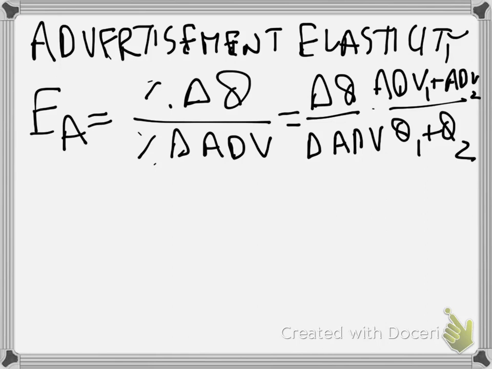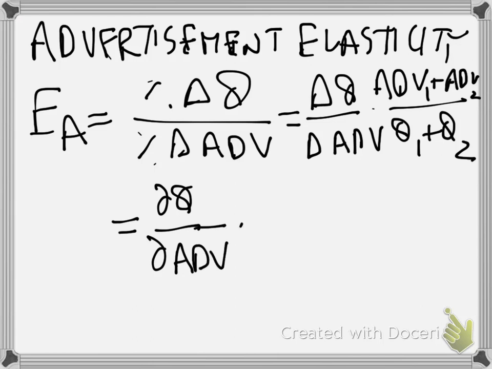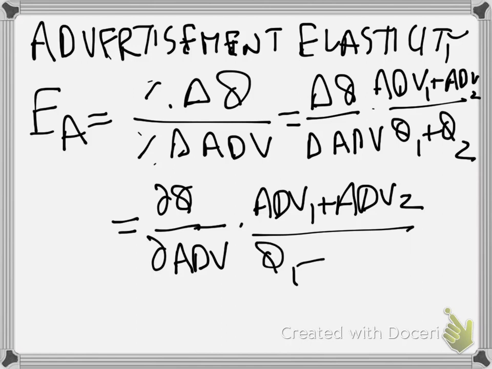Okay, so this is something new, and this is obviously exciting. If you are given a demand function, which you might be in the exam, you can rewrite the first term as sort of a differentiation, so delta Q divided by delta ADV, and the second term can be just a weighted average of the two different advertisement levels divided by the two different levels of quantity. So that's your advertisement elasticity.